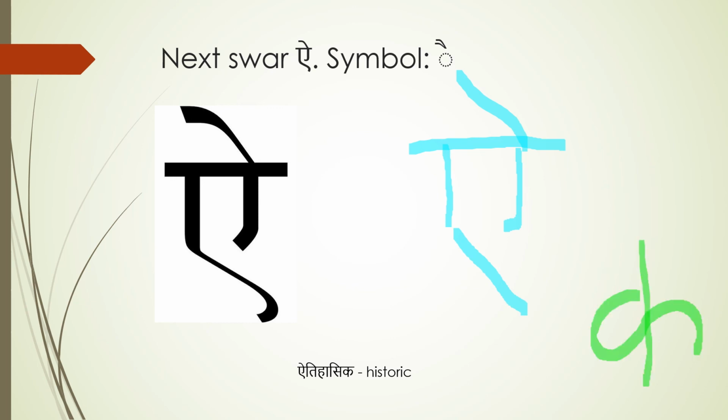Example, write a curve, write the top line, and then write two slanting lines going more or less towards the margin. That makes it Kai. Example of I is Aitihasik, which means historic.